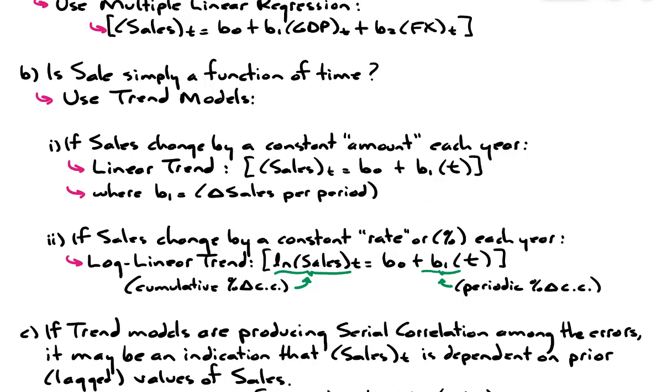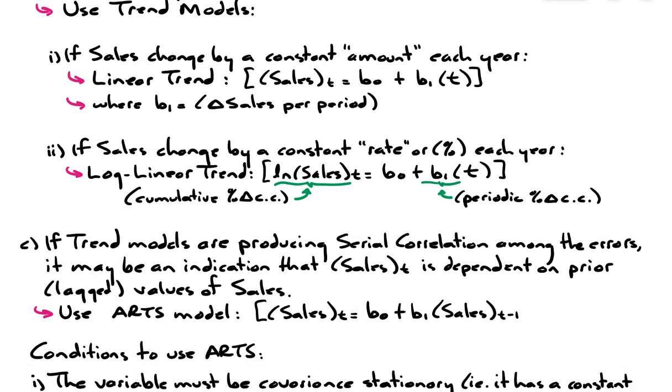However, sales do not usually change by a constant amount. Instead, sales usually change by a constant rate. In other words, a constant percentage. So if that's the case, the analyst may want to use a log linear trend, in which case we're plotting the percentage change in sales over time. And therefore the B1 would be the percentage change in sales per period.